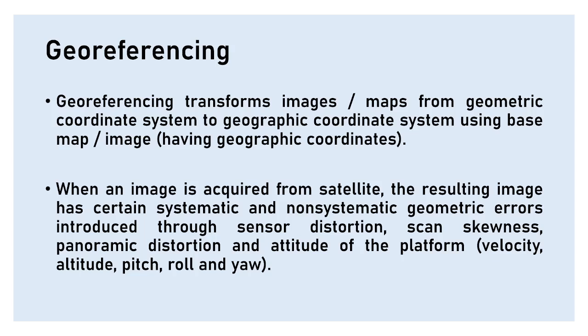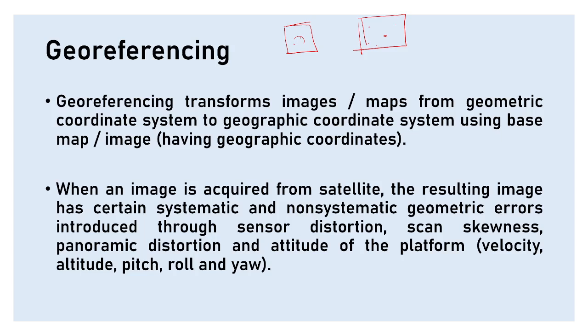So georeferencing basically transforms images or maps from a geometric coordinate system to a geographic coordinate system using a base map. This also I will show you on QGIS. But basically, even Google Maps can be used as a base map. When we work with some image we want to georeference on QGIS, we will load that image first, and then we will also load the base map, keep this on top of that, then we will do the georeferencing.